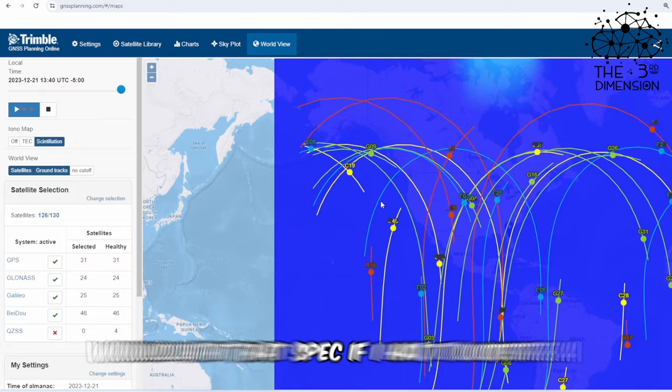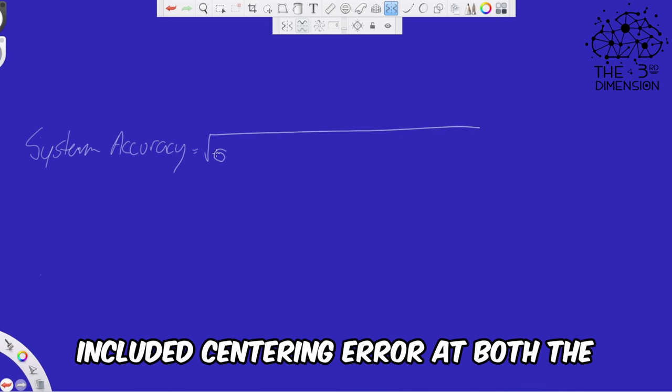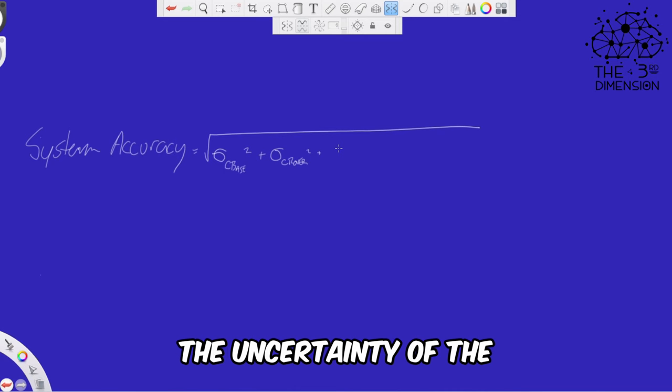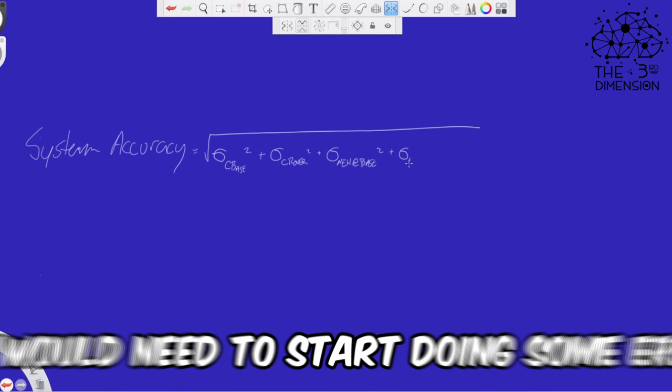If I had to quote a more realistic absolute accuracy that included centering error at both the rover and base, along with factoring in the uncertainty of the base station's coordinates, I would not be able to use those numbers, as I would need to start doing some error propagation based on the best estimates of those values.